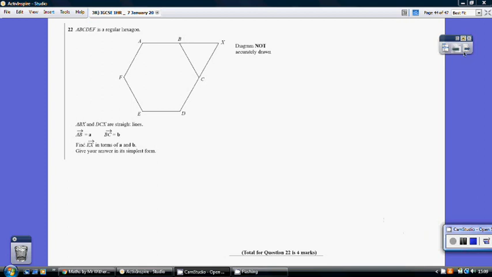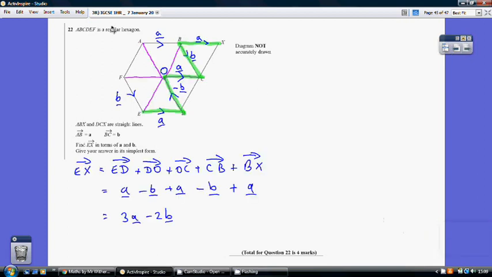Question 22. Now this question is fine if you appreciate a regular hexagon is a whole bunch of equilateral triangles. So it breaks down into all of these equilateral triangles. Now the length from A to B is vector A. So we've got an A here, an A here, an A here, and an A here. Now the vector going diagonally downwards from B to C is a vector B. So that's the B. Going from F to E would be a B.